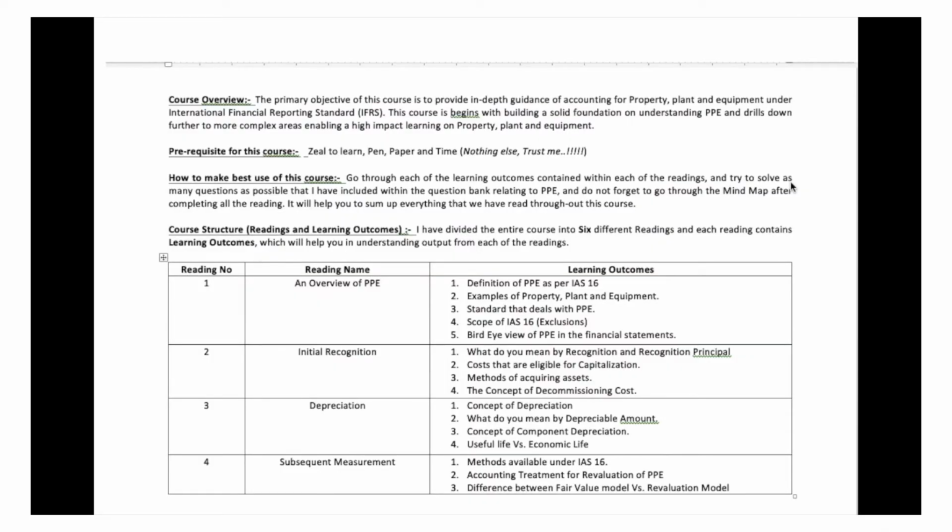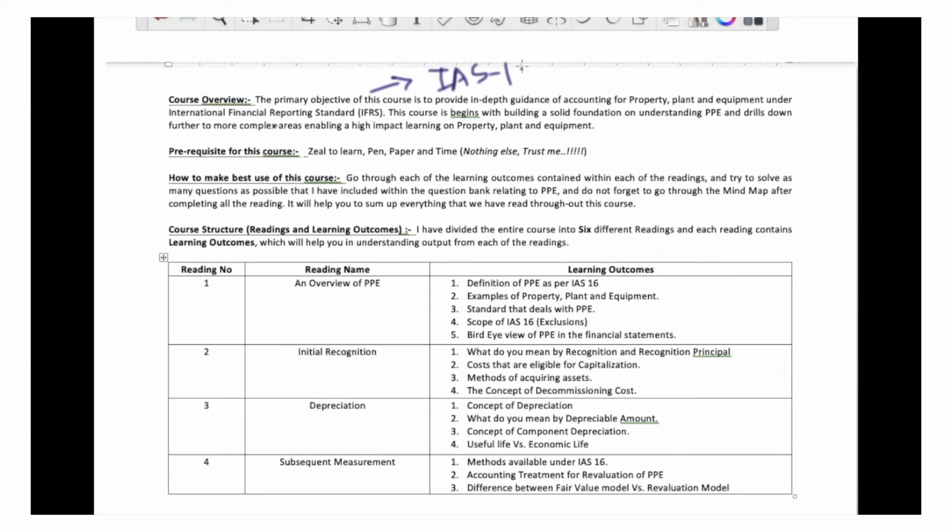Let's move on to the course overview. The primary objective of this course is to provide in-depth guidance in respect of the accounting treatment for property, plant and equipment under IFRS. We will cover IAS 16 as a part of IFRS that deals with accounting for property, plant and equipment. The prerequisite I need is your attention. If you have a zeal to learn, zeal to understand the concept, I am very happy.